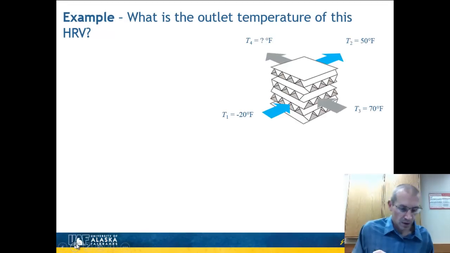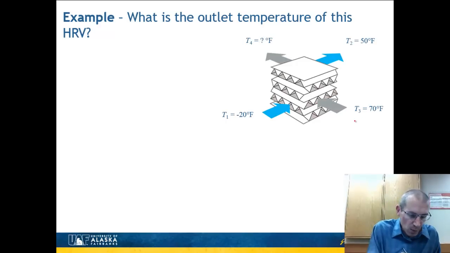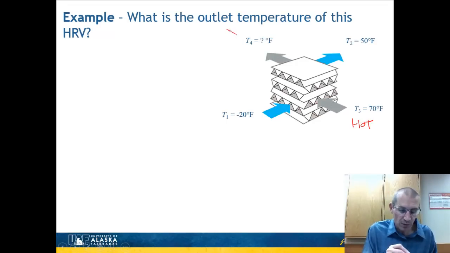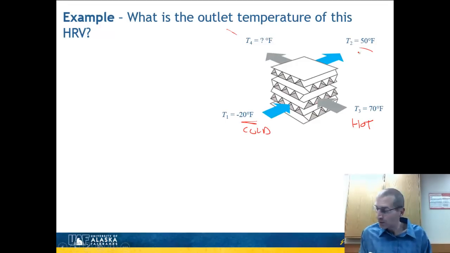Okay, here's a different problem we're going to do. It's, again, a heat exchanger, but we're going to be looking at an HRV unit here. And it asks to find what's the outlet temperature. So here's my hot air coming in from the house. It's coming in at 70. And I want to know what temperature it's leaving the recovery unit at. This is the outside air coming in cold at minus 20, and it's leaving at 50.